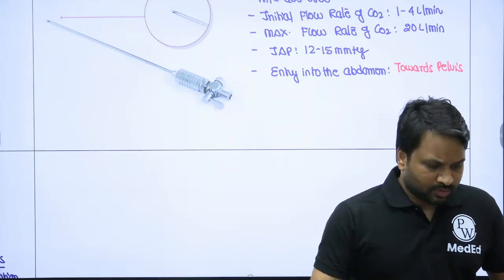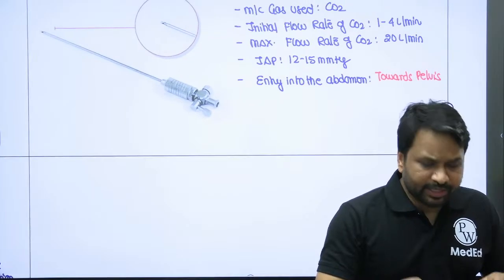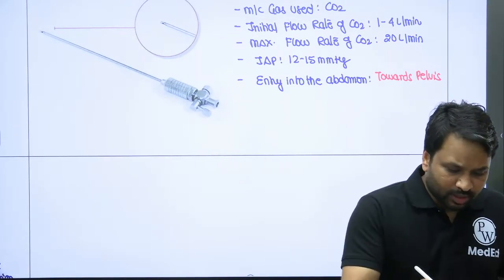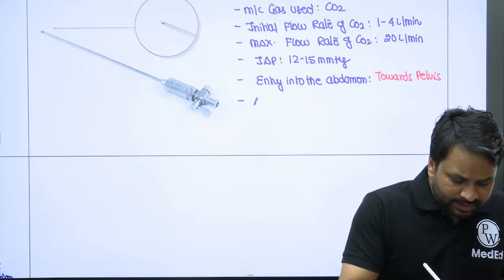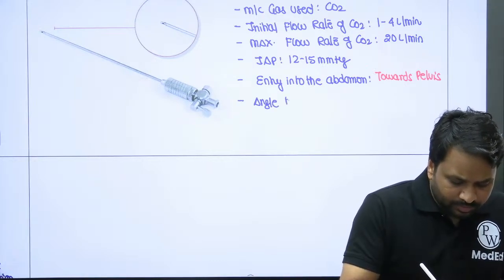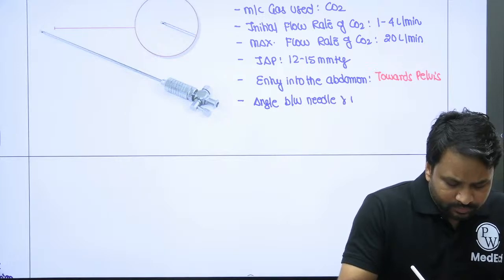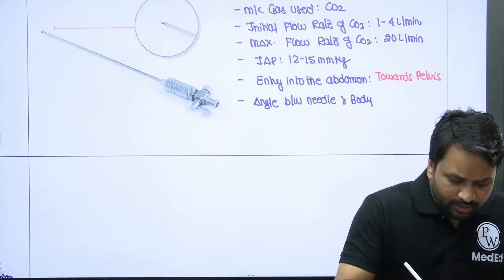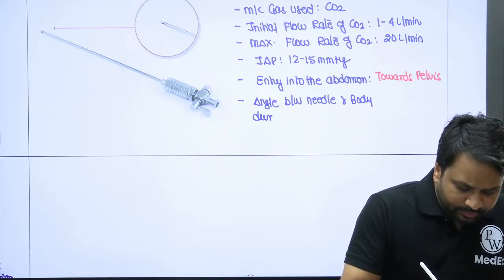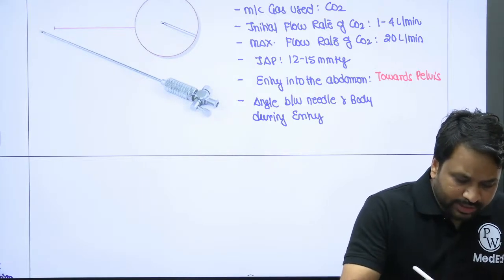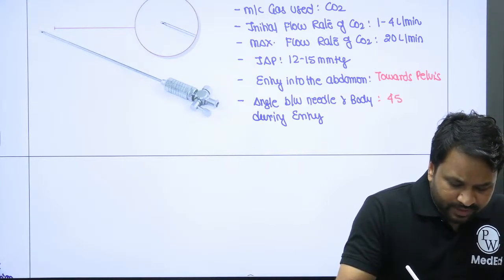Now, as I was saying, the entry into the abdomen is going to be towards the pelvis. That is very important. Another important question that they'll ask you is the angle between the needle and body during entry. The angle between the needle and the body during entry is going to be 45 degrees.